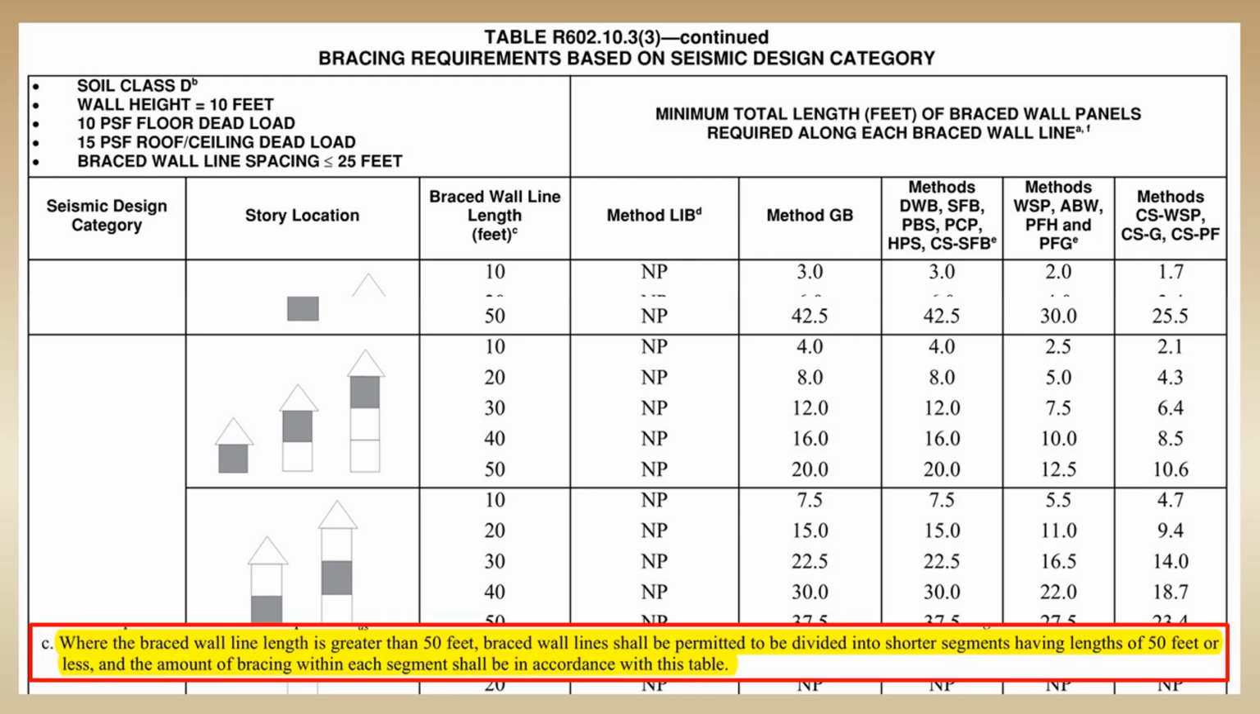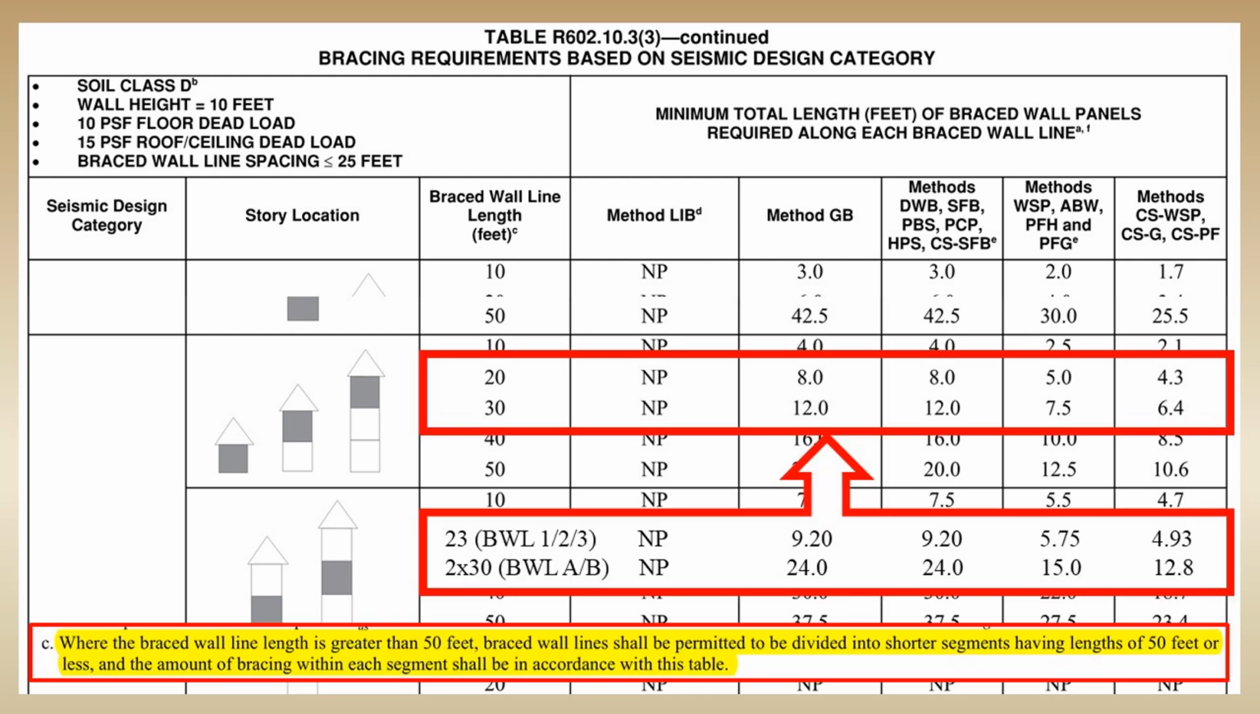Using interpolation, we calculate the base length requirements as shown on the slide. Using footnote C of the table, we split the 60-foot dimension into 2 segments of 30 feet, and therefore we multiply the 30-foot table values by 2 to obtain the required braced wall panel lengths of 24, 24, 15, and 12.8 feet, as shown by the green rectangle in the slide.